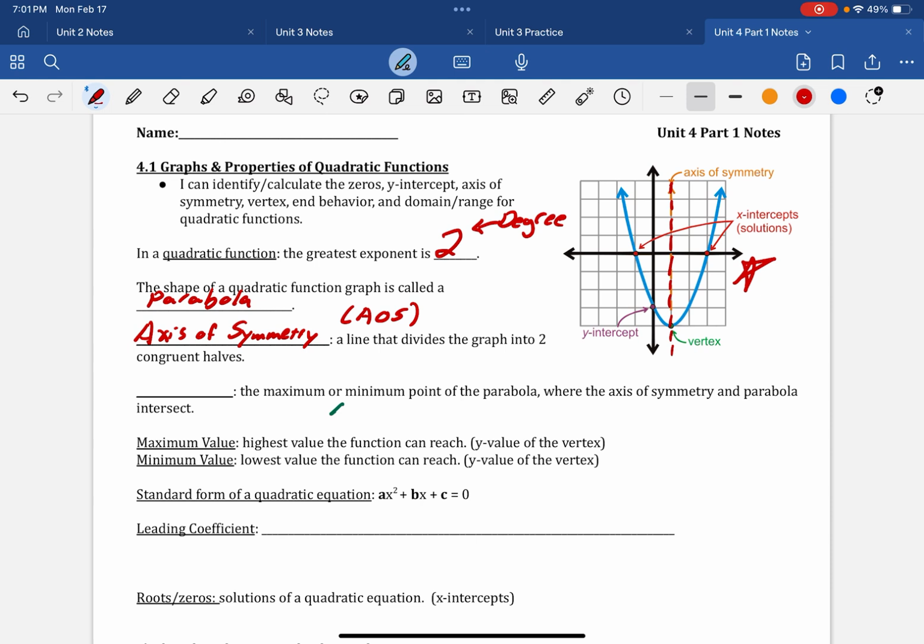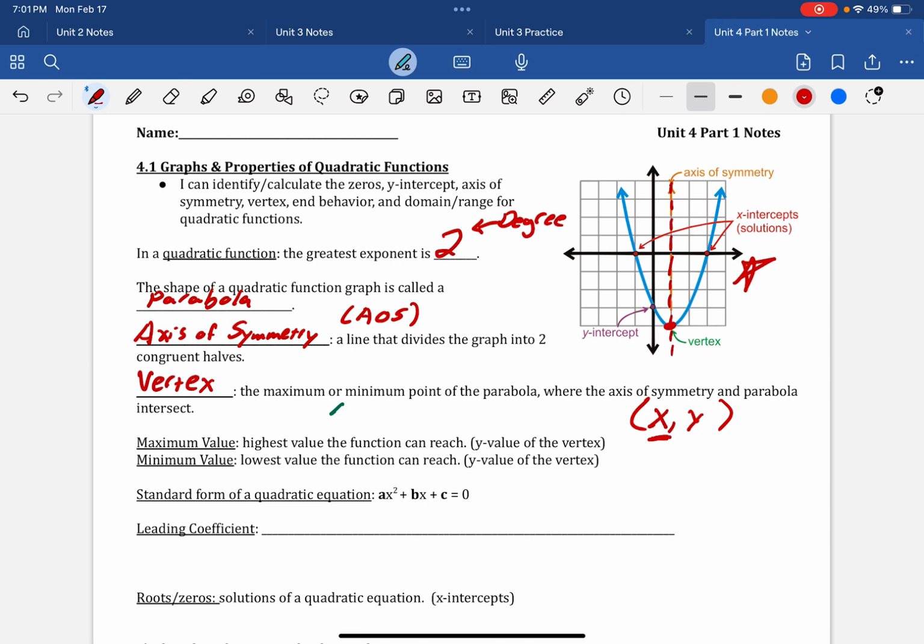Now, we've already talked about that in previous lessons, but that maximum and minimum is going to be represented by a point that we call the vertex. The vertex is a starting point for everything that we do. When you start to graph these, that's what we're going to find first. And in that vertex, we're going to have an x and a y.